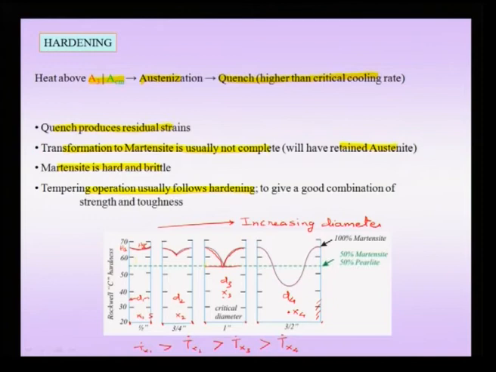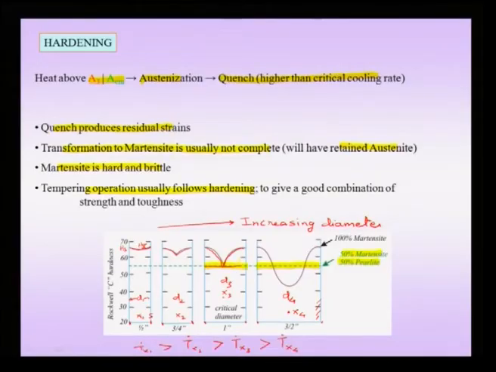So, this arbitrary cutoff where I produce 50% martensite and 50% pearlite is called the critical cooling rate, to which I need to cool, such that throughout the section I at least obtain 50% martensite. So, suppose in this example the critical diameter is 1 inch.